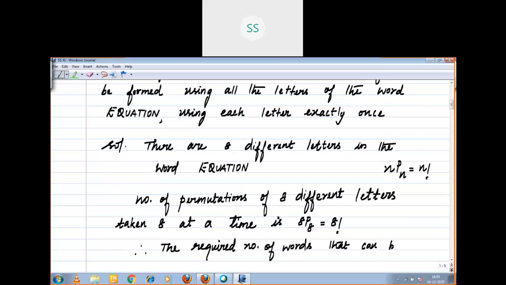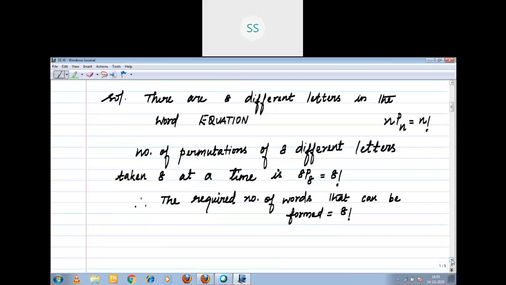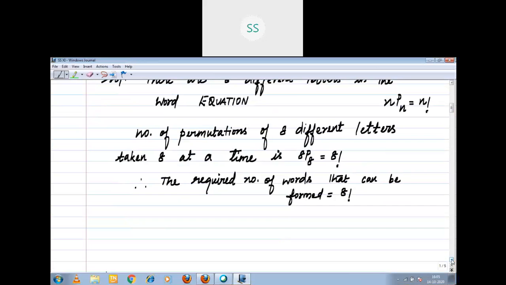that can be formed equal to 8 factorial. You know how to write the factorial, right? n factorial means n into n minus 1 into n minus 2 and so on up to 1. So you have to write it in the reverse order. That's it. 8 into 7, 6, 5, 4, 3, 2, 1. The same way you people learned in the PT during the games, right?